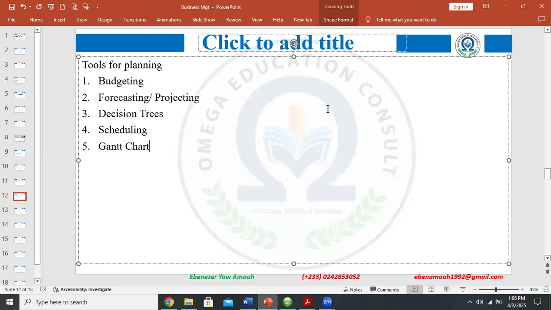But the interesting thing about this is when you look through all these planning tools, some of them are embedded in the other. The calendar I mentioned is used for doing more of scheduling. If you want to schedule a party or meet a deadline, you go onto your calendar and you pick a date that on this date I'm doing that. So most of the tools are embedded in the other. That is the reason why the curriculum is asking us to focus on these 5: budgeting, forecasting, decision trees, scheduling, and the Gantt chart.